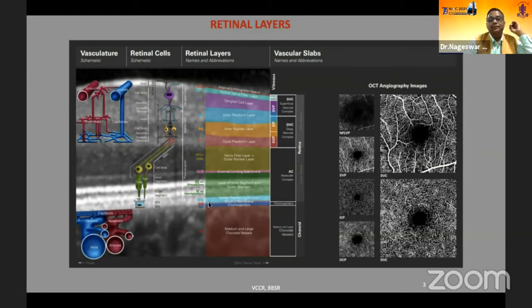So now with the OCT, we are able to see the particular cellular level changes. This is very amazing.